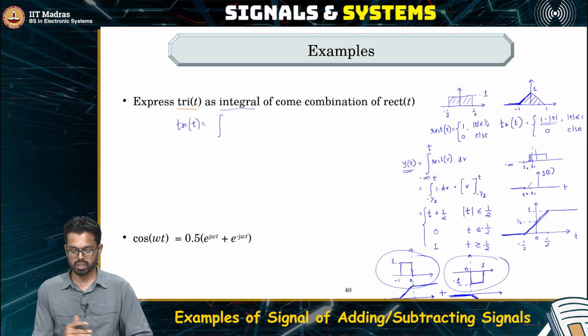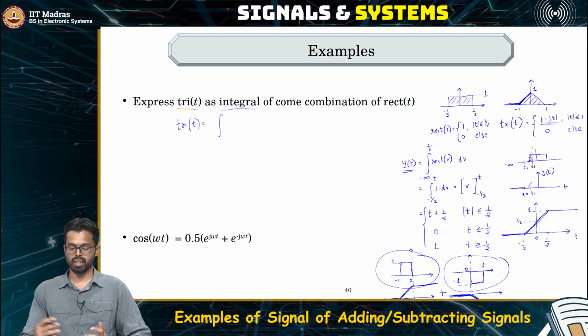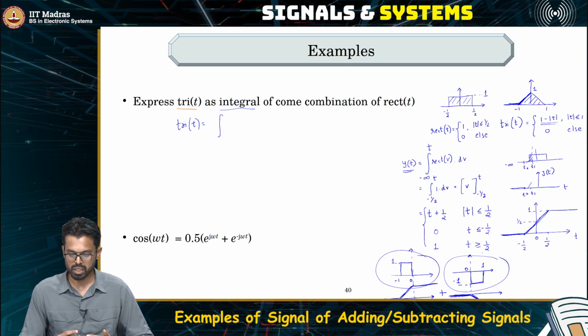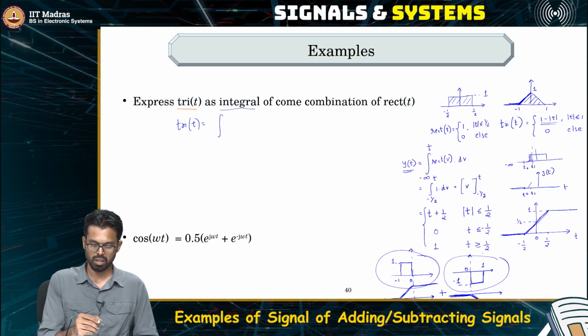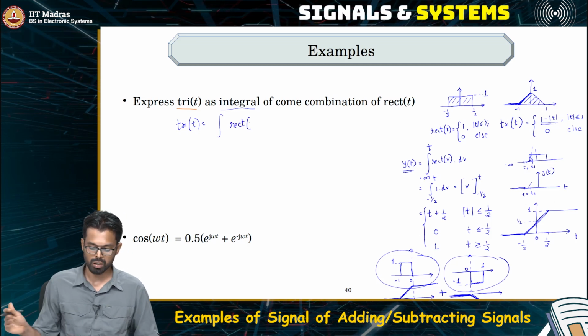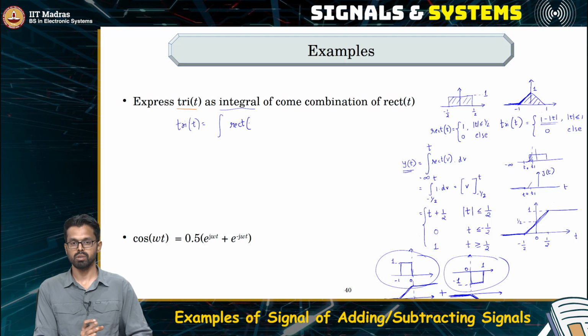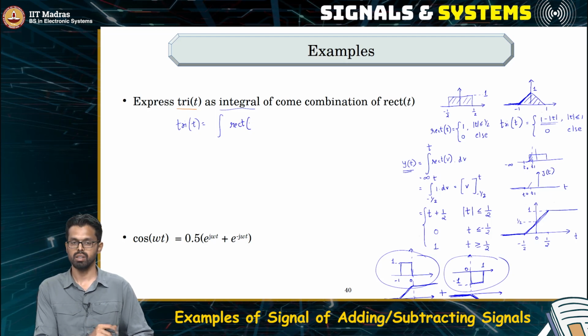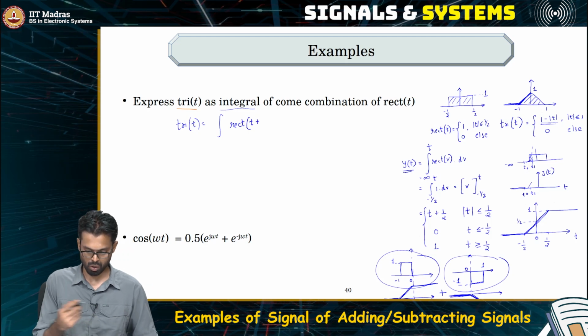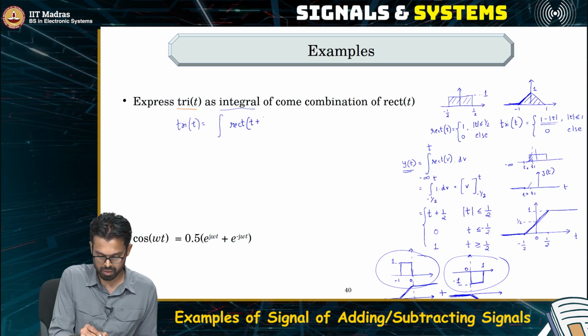Now, how do we express these two portions? Basically, what we are trying to do here is shifting. All you have to do is just shift the rectangular function to the left. If we have to shift the rectangular function to the left, what do we have to do? Just add in time. How much? Just by half.